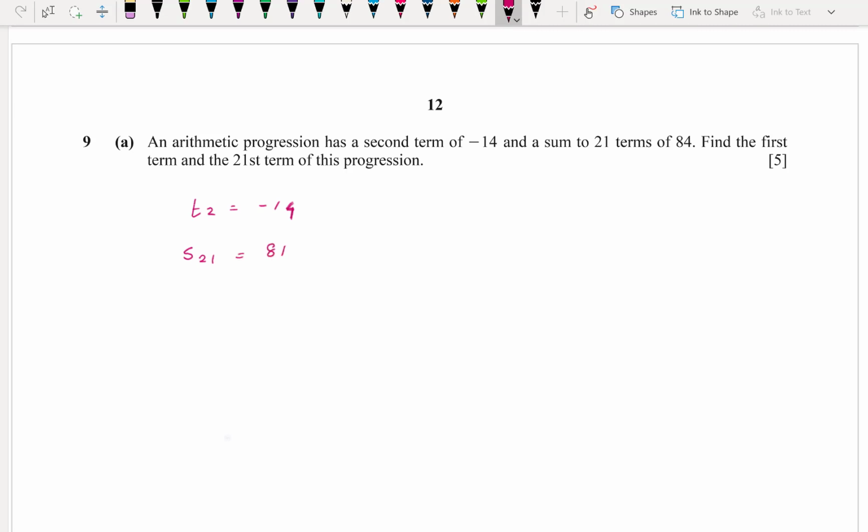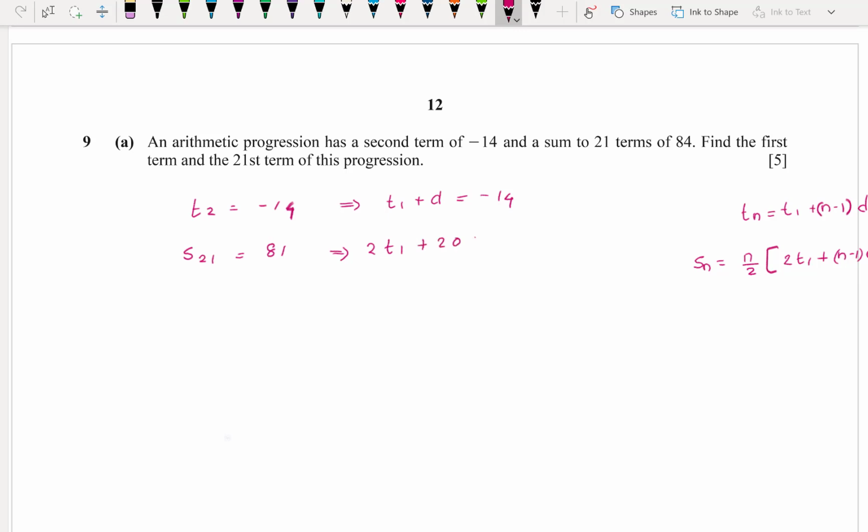But just writing this is not very intuitive, but from this we can actually apply the formula for Tn. Do you remember the formula for Tn? So Tn is equal to T1 plus n minus 1 multiplied by D, right? So we could actually apply this. So this will be T1 plus D is equal to minus 14. And this one, what is the formula for Sn, Amrita? n by 2 into 2T1 plus n minus 1 into D. Right?